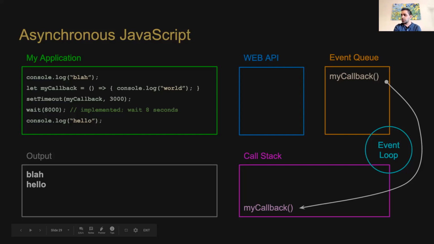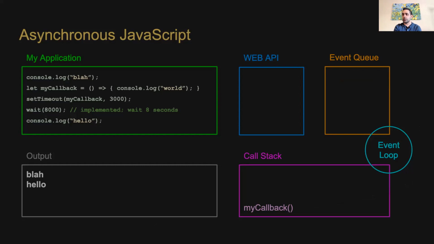Now the event loop jumps in, because that's something I could add to our call stack. All right, so my callback gets added here. Call stack is going to execute it. And if we look at our callback, it's just a console.log printing out world. So we execute that, and then there we go. World gets printed out.